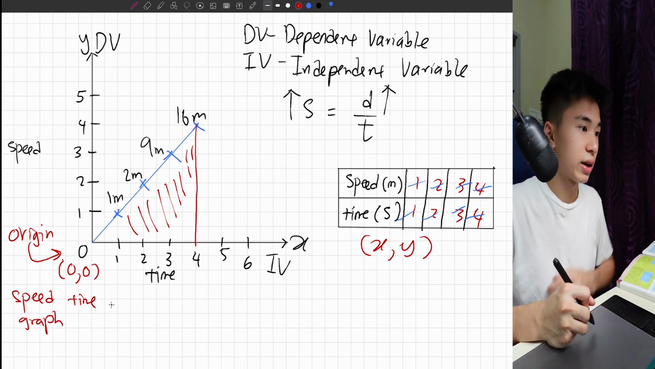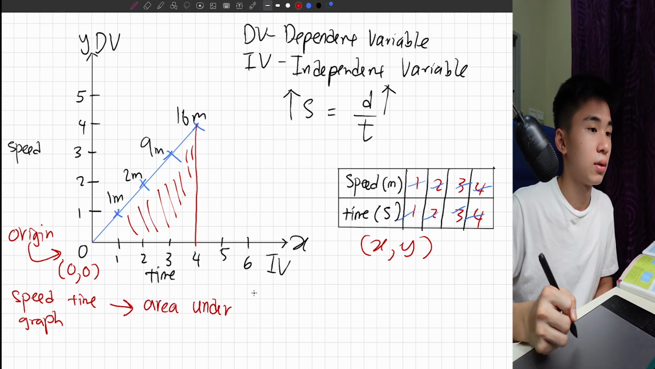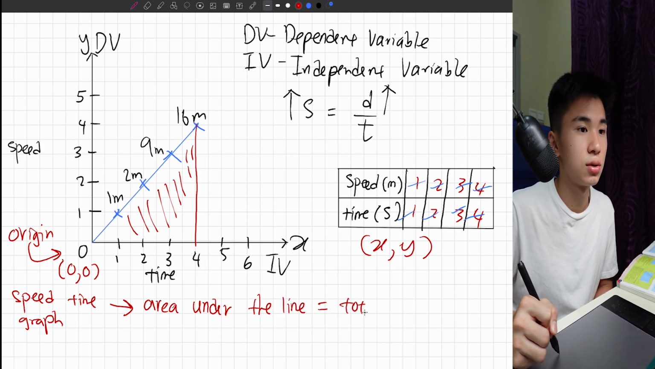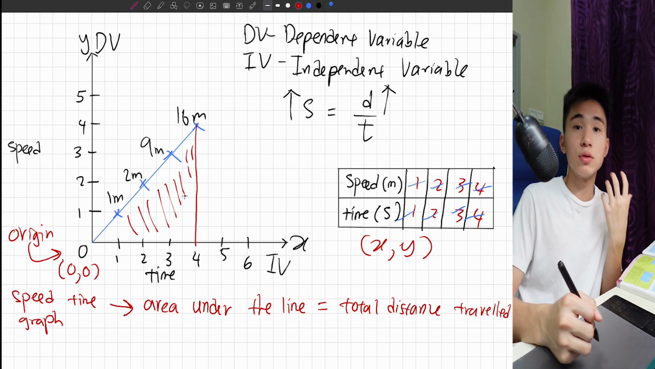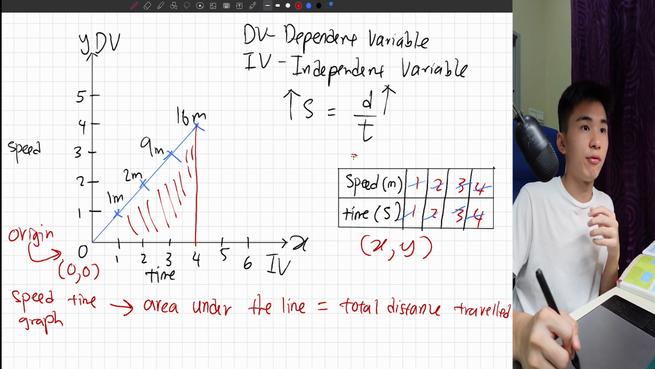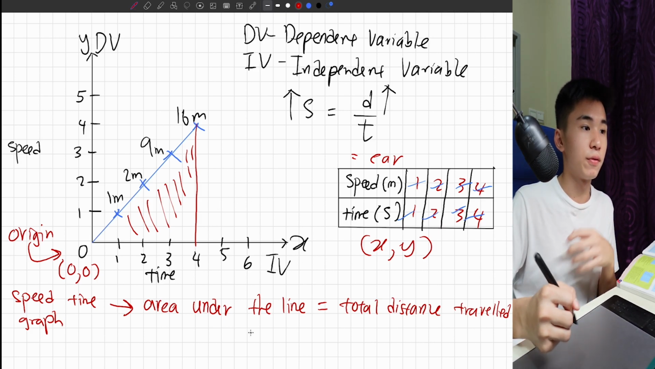Okay, the characteristic is that the area under the line is equal to the total distance traveled. So if you want to find the total distance traveled by this car, this table represents a car, right? Which means that we have to find the area.